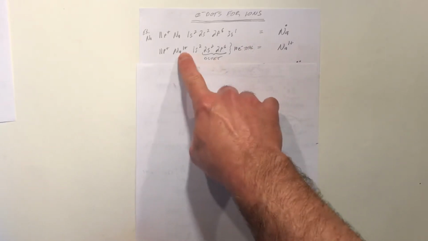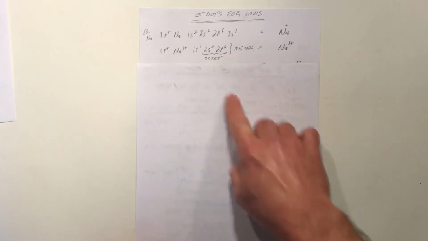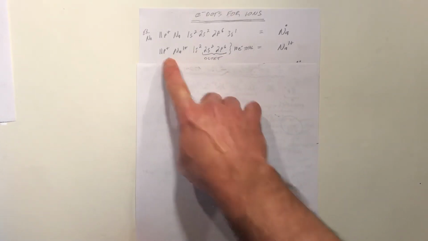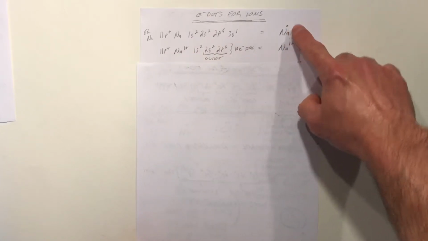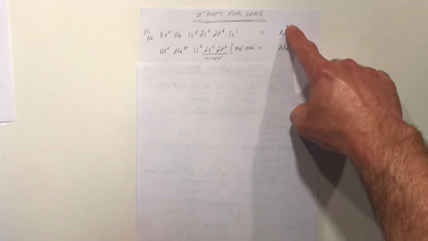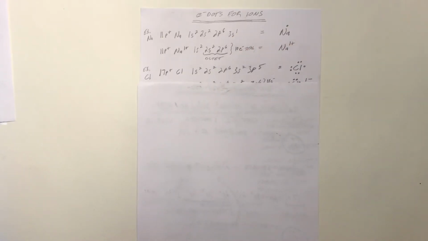Sodium ion with a 1 plus charge now has an octet with 2s2 and 2p6 filled up. Notice 11 protons, 10 electrons for the 1 plus charge. And notice that we no longer represent the dot because we've taken that dot away when we take away that 3s1 electron.